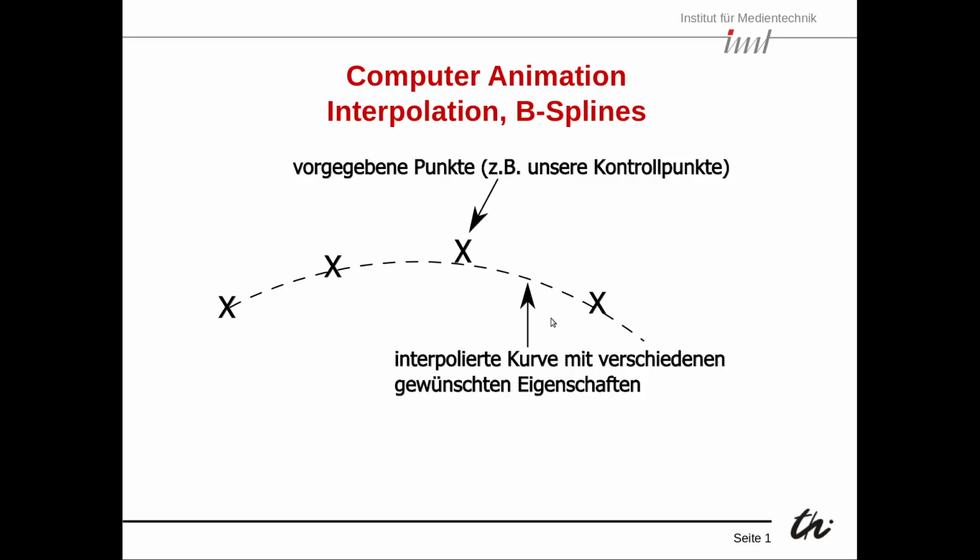Hi everybody, welcome to the next lecture on computer animation. Today we talk about interpolation and B-Splines. So here this curve shows an example of interpolation. Given are the points marked by the crosses here, which we call our control points. And then this dashed line is an interpolated curve, which we would like to have to create nicely curved surfaces and curves.